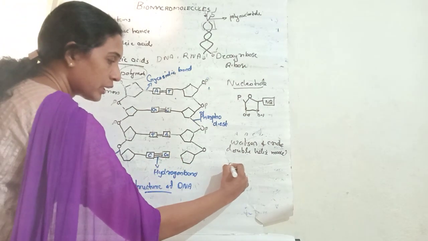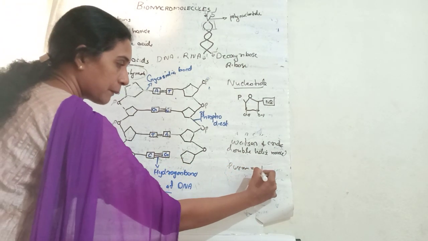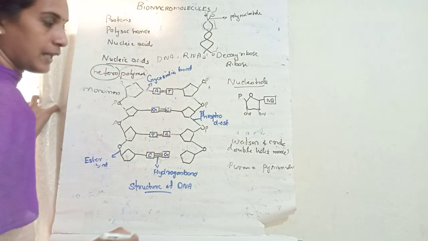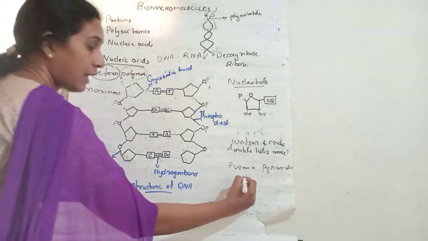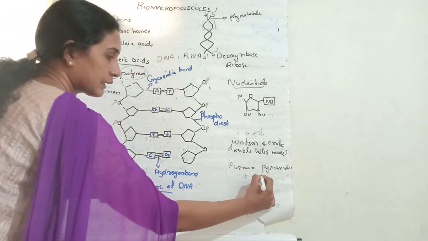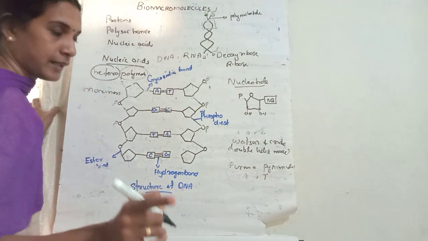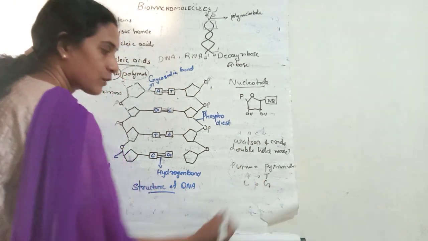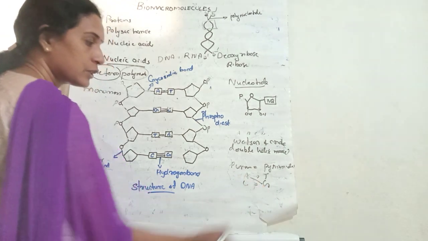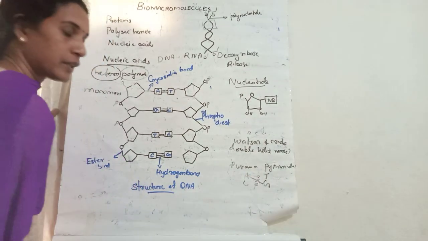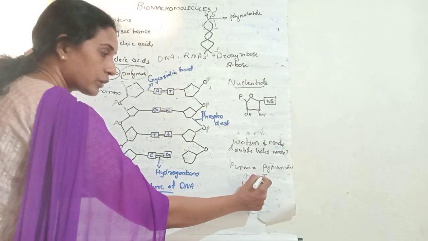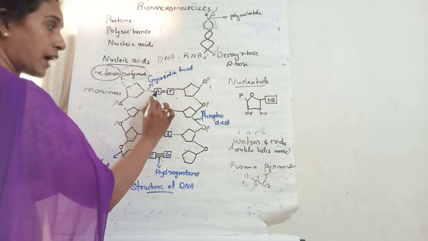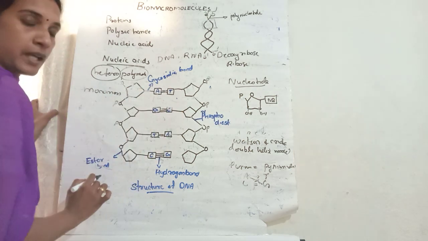That is, a purine is always linked with a pyrimidine. A purine will not link with a purine. Purines pair only with pyrimidines, that is, adenine with thymine. In RNA it would be uracil. Cytosine with guanine. Adenine is never bonded with guanine. Cytosine is never bonded with thymine. They are always paired: adenine with thymine, guanine with cytosine.